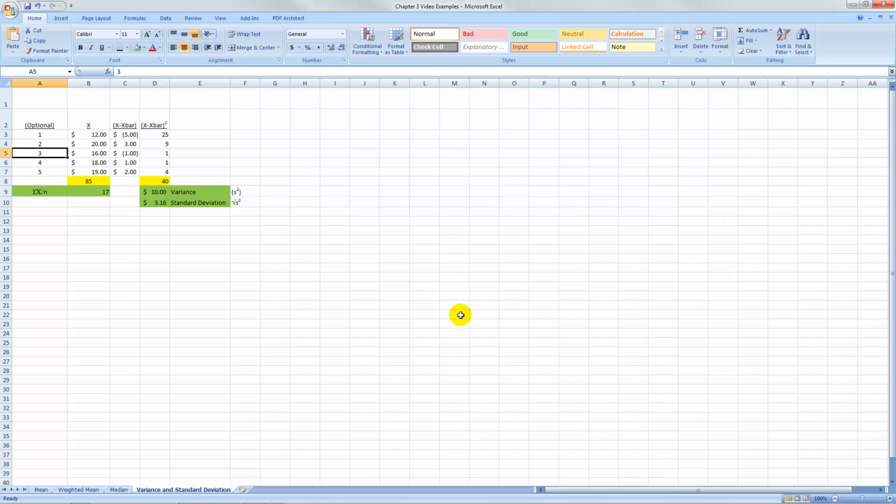Okay, so hopping over to Excel. Again, I set it up. This is optional. This just tells me that I have 5 different hourly rates from the problem: $12, $20, $16, $18, and $19. Now this optional column here, you can use it or not use it. For me, it helps me track the number of observations I have.